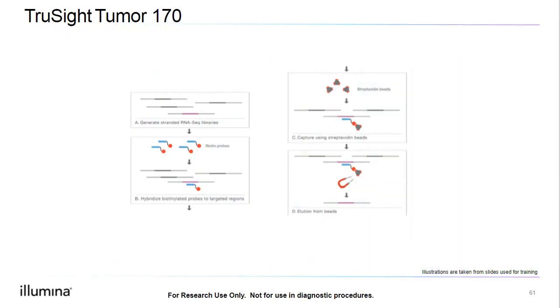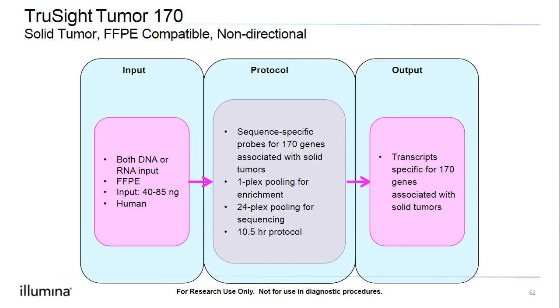TruSight Tumor 170 is also an enrichment workflow for both DNA and RNA input. It targets 170 genes involved in solid tumor formation, and the RNA workflow covers some of these. Both DNA and RNA can be used as input at 40 nanograms.